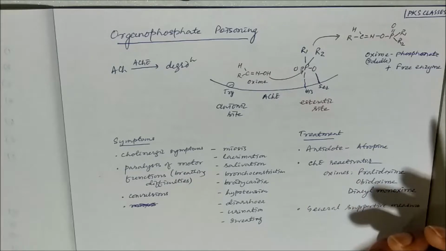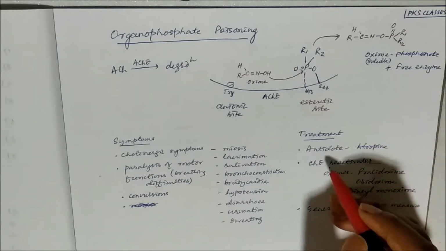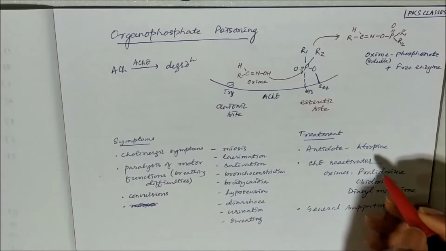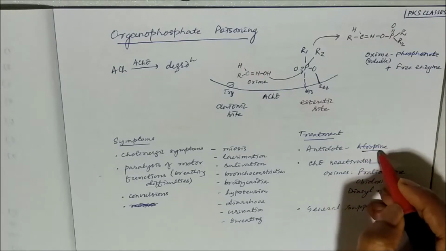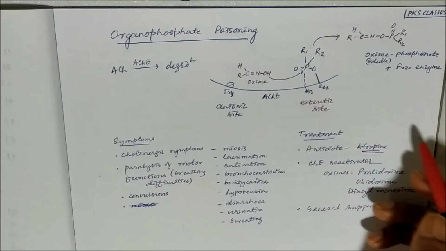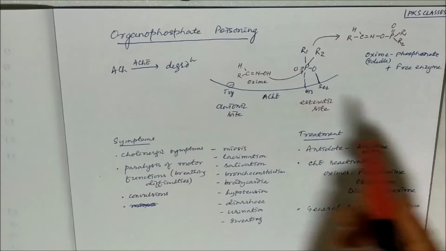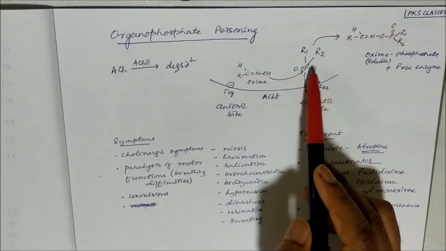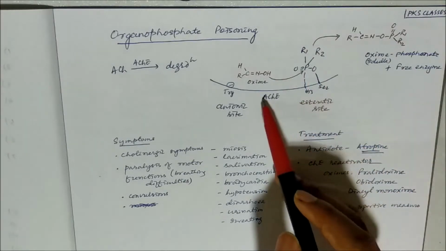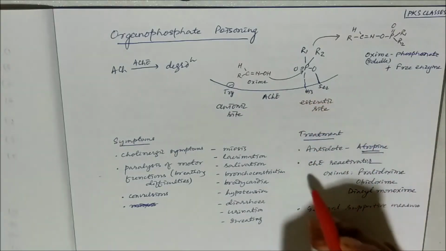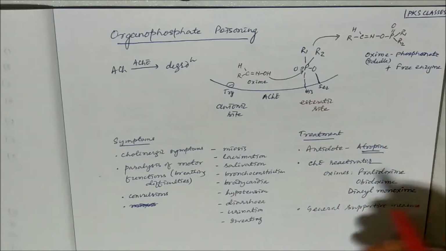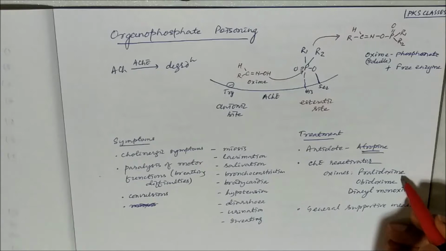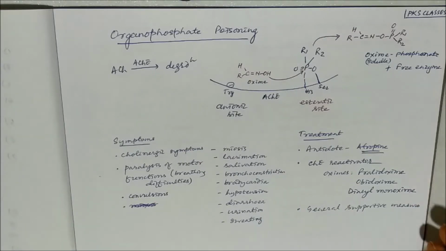So how do we treat that? First, we can stop all these cholinergic symptoms by using an anticholinergic drug, atropine. We can call atropine the antidote for this. But since there is irreversible enzyme inhibition by the organophosphate compound, we still have to regenerate the enzyme. So we can use cholinesterase reactivators, which are mainly oximes, for example pralidoxime, obidoxime, and diacetyl monoxime.